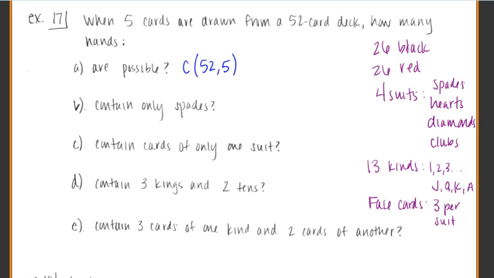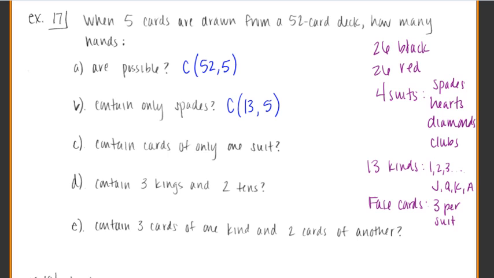So in part B, when we say contain only spades, well, if there are 4 suits and 52 cards, that means there must be 13 spades, 13 hearts, 13 clubs, and 13 diamonds. So out of those 13 spades, I just need to select 5. That combination will tell you how many hands will have exactly 5 spades. It's going to be very small, very hard to get all cards in one suit. All right, part C, contain cards of any one suit.